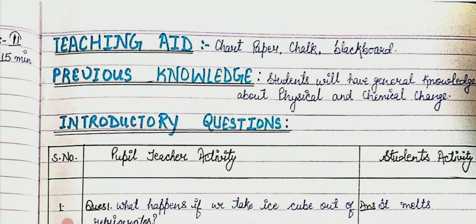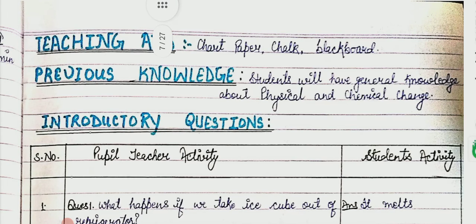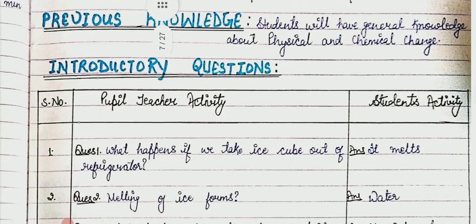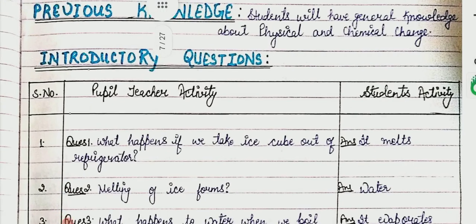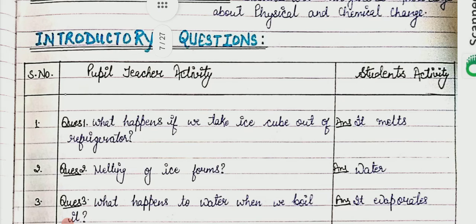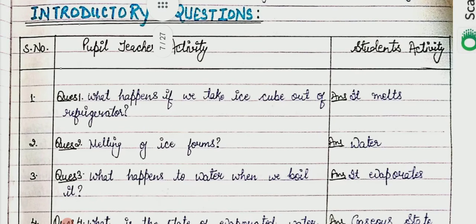Next is previous knowledge. Students will have general knowledge about physical and chemical change. After previous knowledge, we start our introductory questions. We have two columns in our introductory questions. First is pupil teacher activity and second is students activity. We have 5 questions in this topic. All questions have zigzag form.